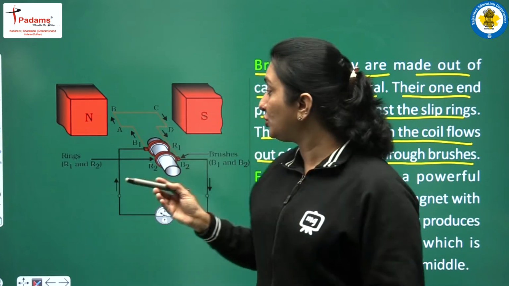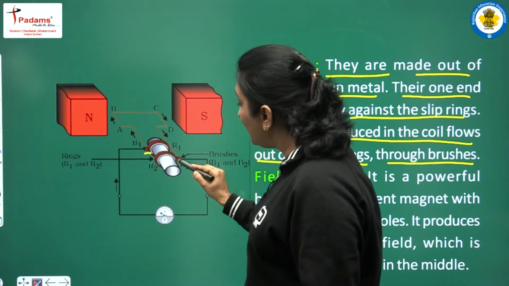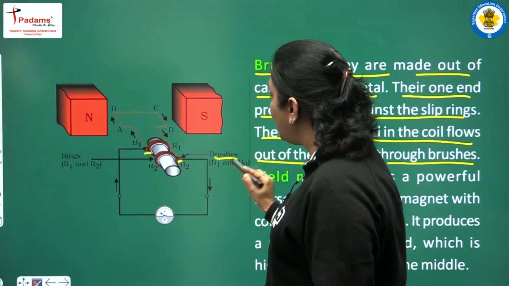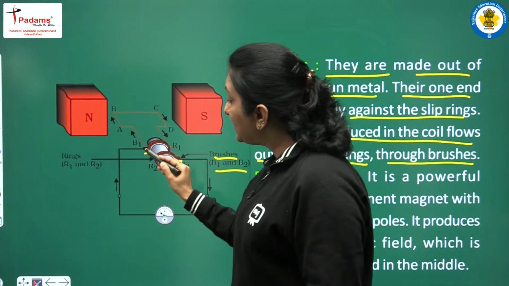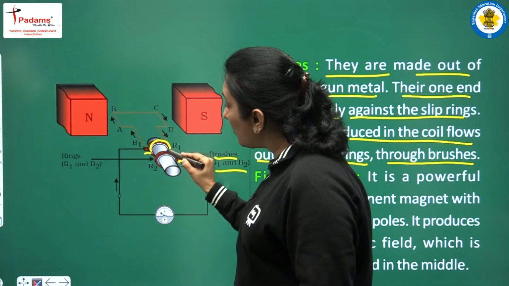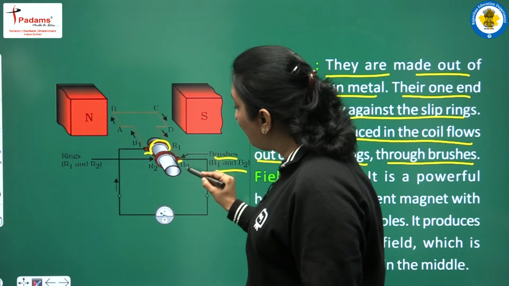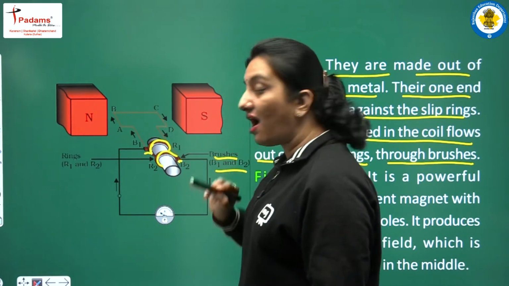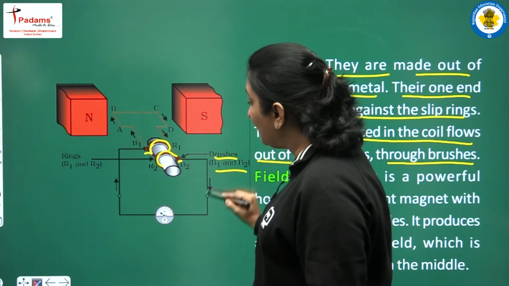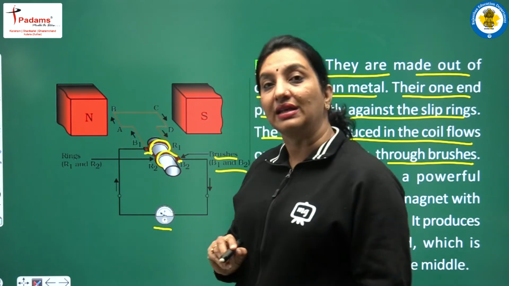Now, here in the diagram also, students, you can see that we have two brushes. This is brush 1, and this is brush 2, which are named B1 and B2. B1 and B2 are the brushes, and this brush is tightly pressed across ring R1. You can see B1 is pressed across the R1 ring, and B2 is pressed across the R2 ring. B1 is attached to the external circuit, and B2 is again attached to the external circuit, in which we have a galvanometer.